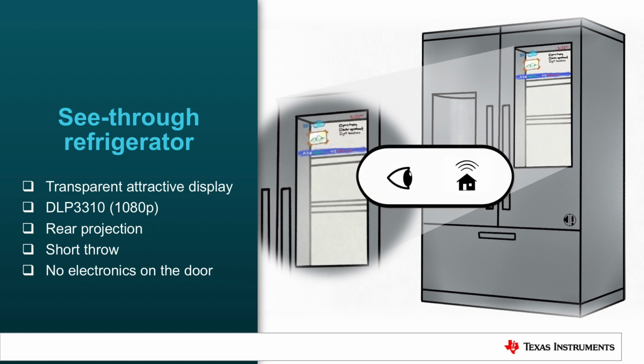So in summary, with DLP Pico technology, a manufacturer can implement a see-through refrigerator that can also serve as a hub, by providing a transparent and attractive display onto the front of the window of the refrigerator. Now let's shift over to the cooktop.